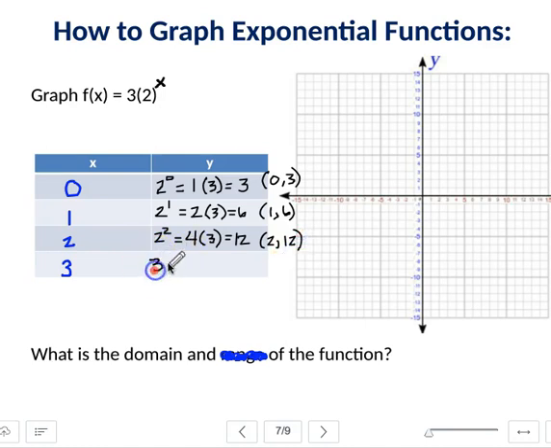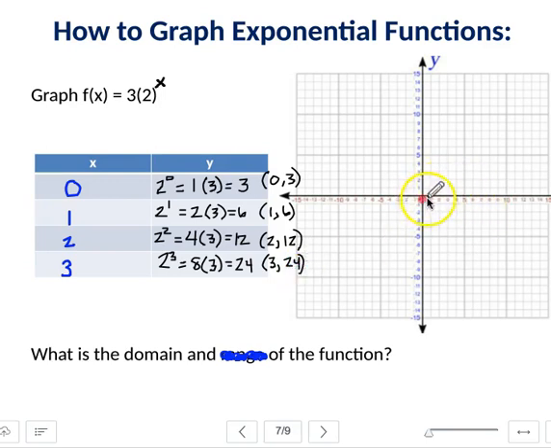And then 3 squared, or I'm sorry, 2 squared. Oops. That should be 2 to the third power. 2 to the third power. That we're plugging in x equals 3. So 2 to the third power, which is the same thing as saying 2 times 2 times 2, which I know is 8. And then we're going to multiply that times 3, and I get 24. So when my x coordinate is 3, my y coordinate is 24.